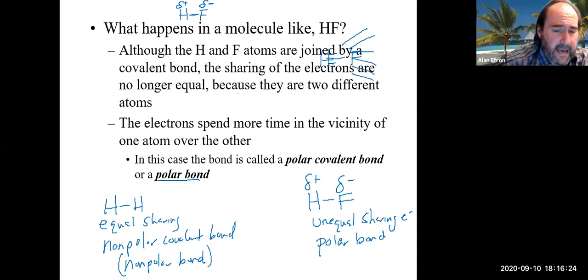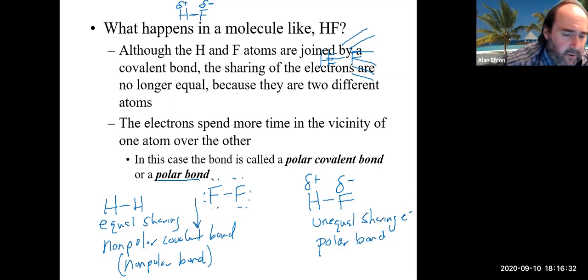And the same thing would happen if we had two fluorines like we saw earlier. We would expect it to be shared equally. This also would be a nonpolar bond. So a polar bond occurs when we get two elements that are still sharing electrons, but they're sharing them unequally.